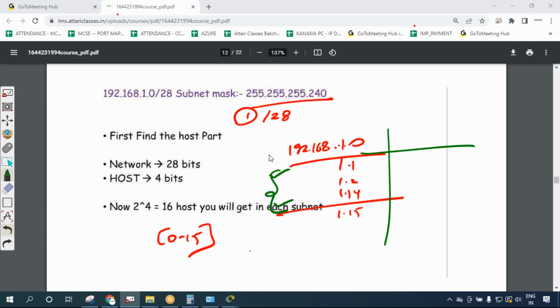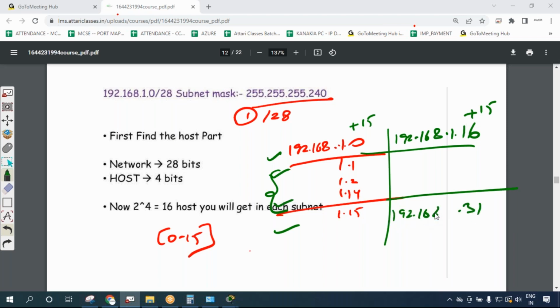So these are the usable IPs. The other addresses are host IP addresses only, but they go for the network and the broadcast. Now the next is 192.168.1.16, 0 plus 15, so 16 plus 15 gives .31, 192.168.1.31. Getting the point? So I get the network IP and the broadcast IP address of the next subnet.